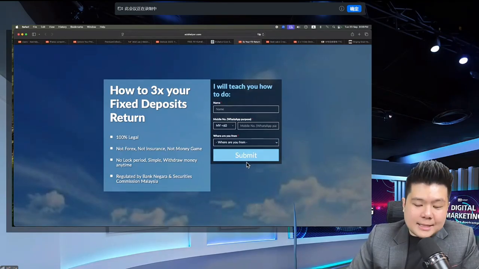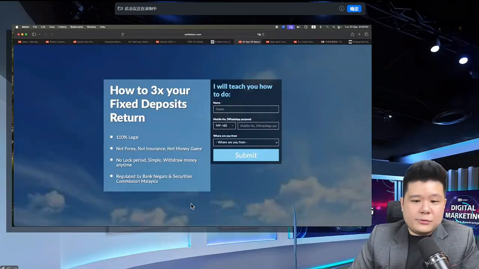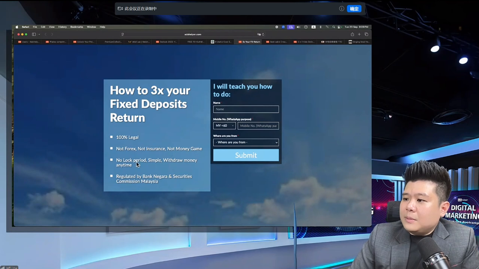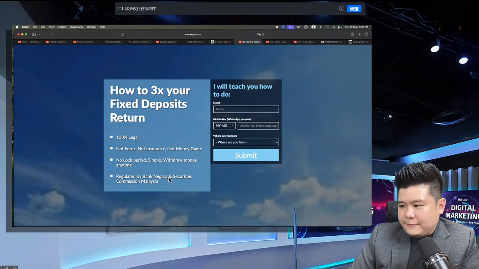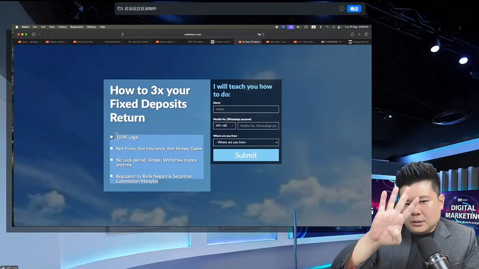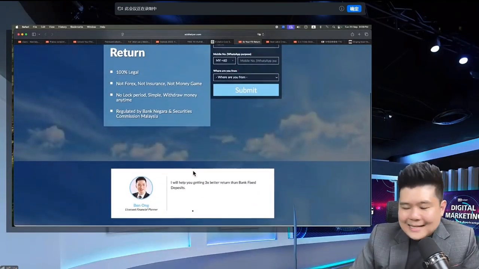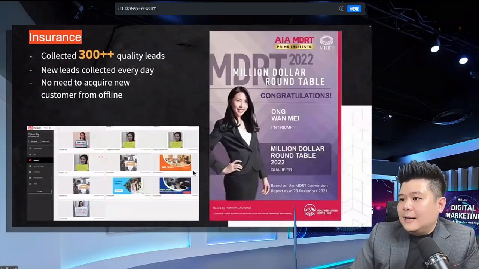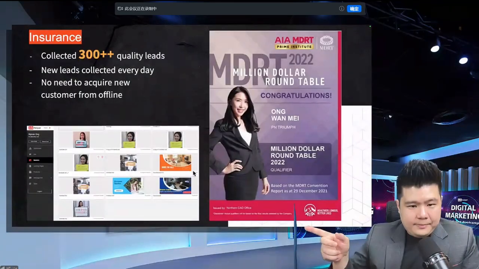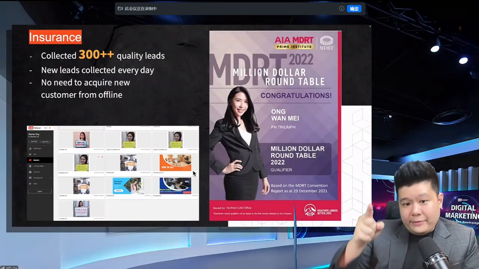So one tip for you guys. In your selling, in your landing page, instead of telling people what you are, tell people what you are not. So here: not forex, not insurance, not a money game, no lock period, simple withdrawal, regulated, safe. Just these four points. This is the exact landing page that the sister copied.